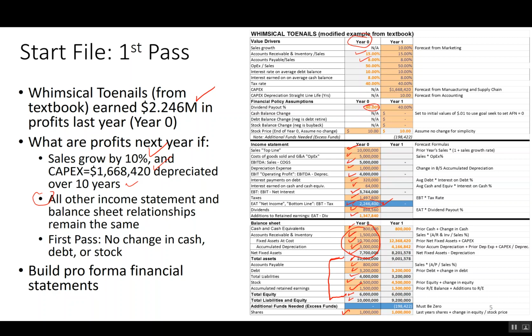And for the first pass, in other words, for the first time we do our forecast, we're going to have no change in cash, no change in debt, and no change in stock. We're not going to issue or buy back any more stock. We're not going to issue or pay off any debt, and we're not going to have a change in cash. So those are going to be driven by these 3 value drivers. Later we'll play with those and maybe increase or decrease debt or equity or cash.